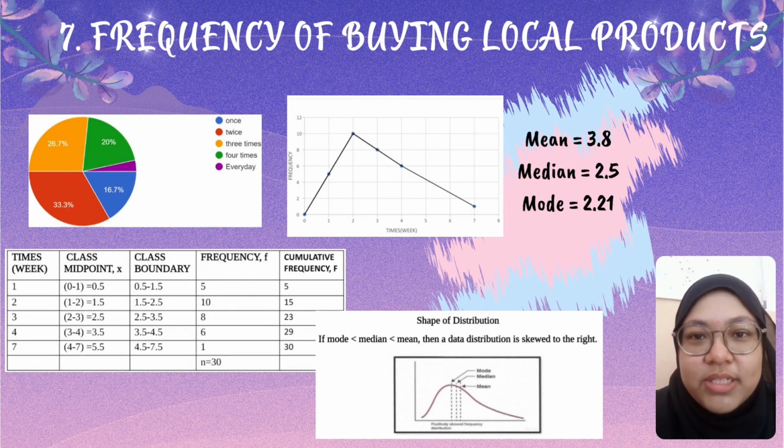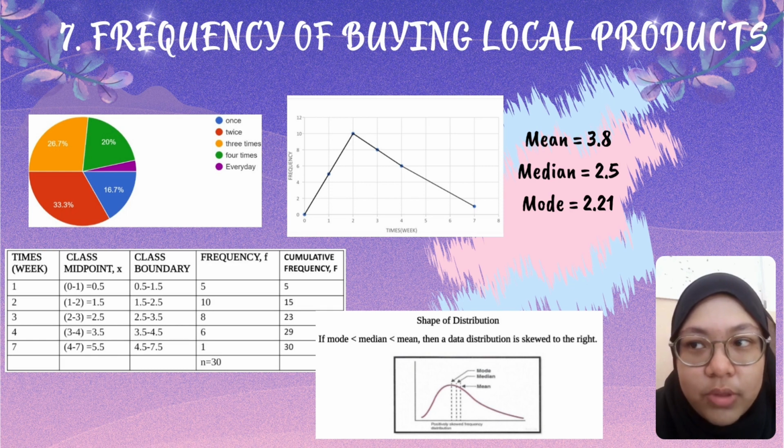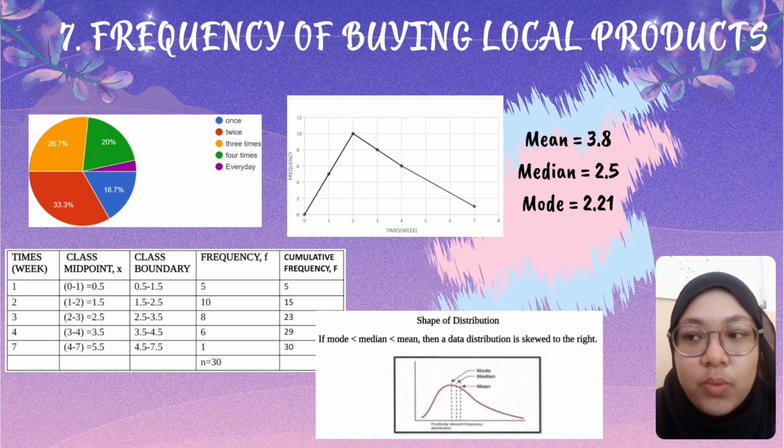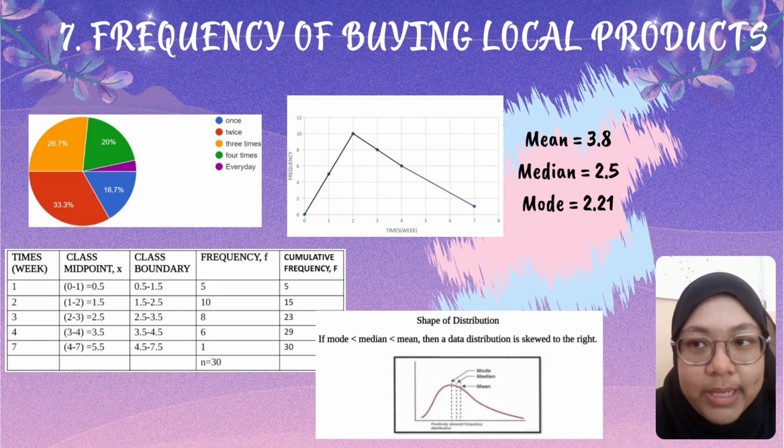The seventh question is frequency of buying local product. We have once, twice, 3 times, 4 times or every day in a week. The highest frequency is twice in a week with 10 students, and we can calculate the mean, which is 3.8, median 2.5 and mode 2.21. For the shape of distribution, if mode is less than median and median is less than mean, then the data distribution is skewed to the right.